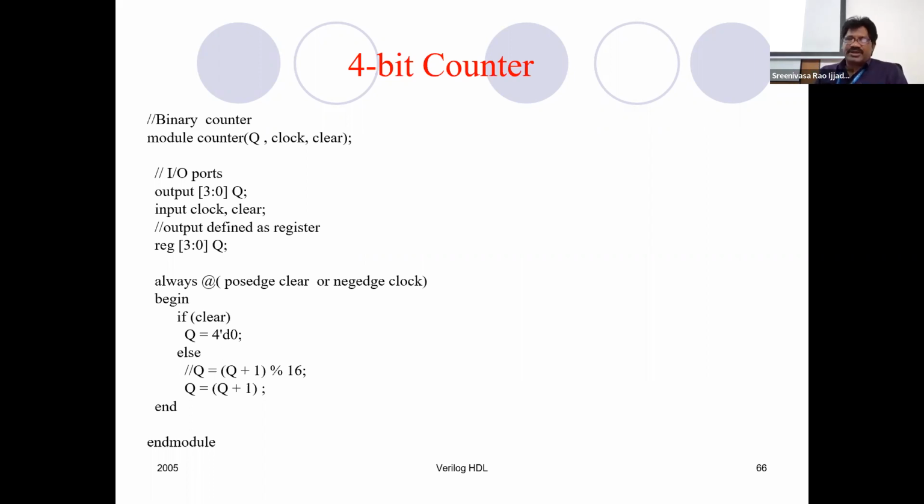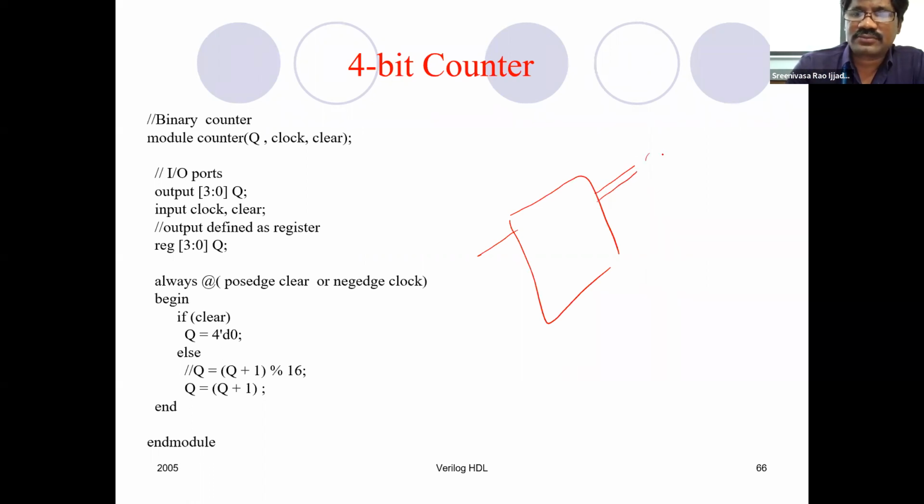Okay, anyhow, 4-bit counter, binary counter. Module counter, with inputs clock and clear. So this counter is 4-bit. This is the Q, 4 bits. This is the clock. This is the clear, CLR. See, outputs are 4 bits. They are registers also. Inputs are clock and clear.